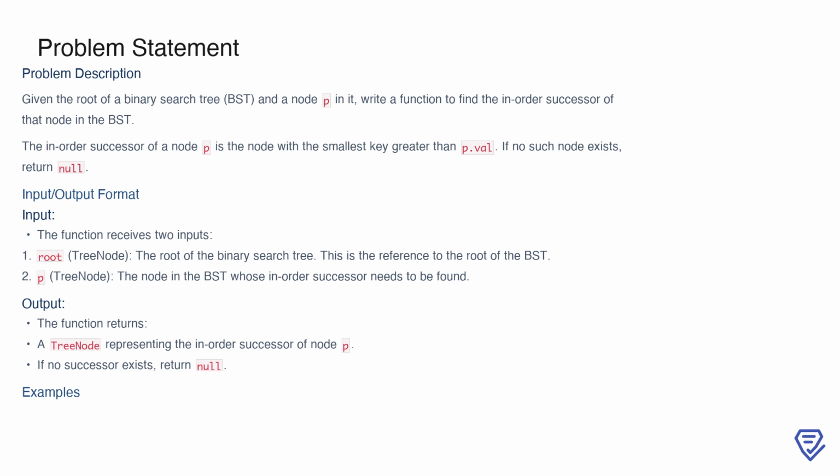The function takes two inputs. The first is the root of the BST, which represents the entire tree, and the second is the node p, whose in-order successor we need to find. The output is either the in-order successor node or null if there is no successor. This problem is fundamental in understanding tree traversal and utilizes the properties of a BST to efficiently find the solution.